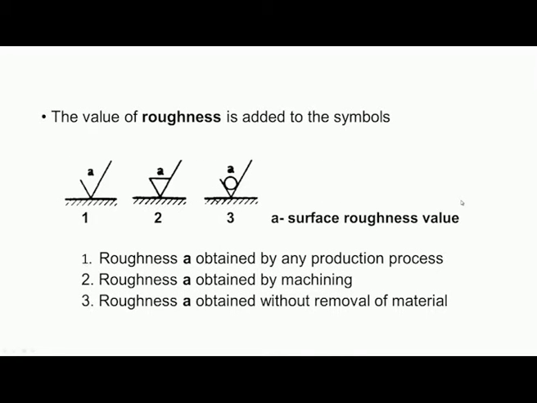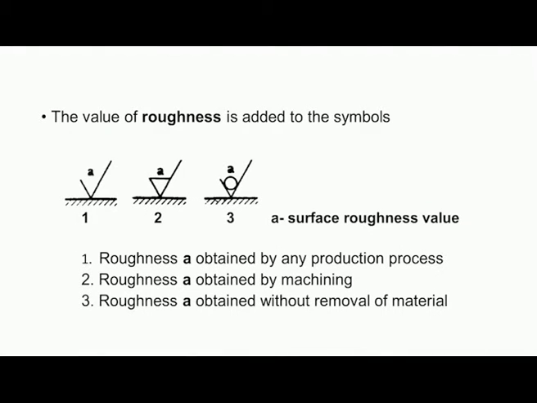Now, sometimes we specify what roughness is needed. You can see here we have three symbols. A indicates the surface roughness value. If no parameter is specified, then it is understood that the value represents the RA value in micrometers. If other parameters are required, like RT value, RP value, or max value, then that should be clearly mentioned.